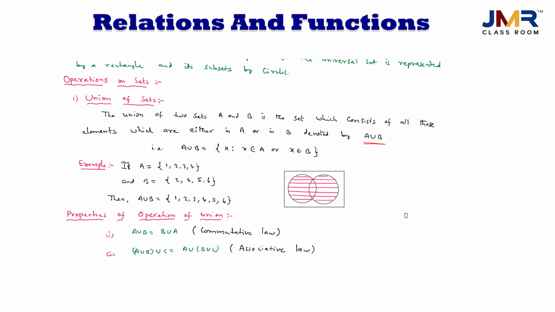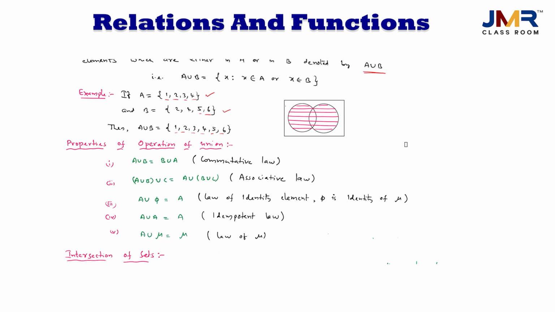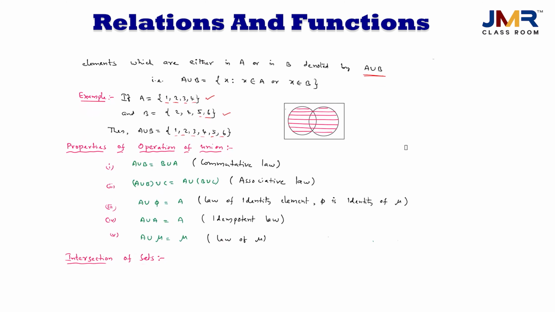For example, if A equals {1, 2, 3, 4} and B equals {2, 4, 5, 6}, then A union B collects all the elements without repetitions: 1, 2, 3, 4, 5, 6, because 2 and 4 we have already included. So this is the union of two sets. What is union? We have to collect the elements from set A or from set B together. If any element is repeated, no need to take the element two or more times. In set theory, one element one time is enough.